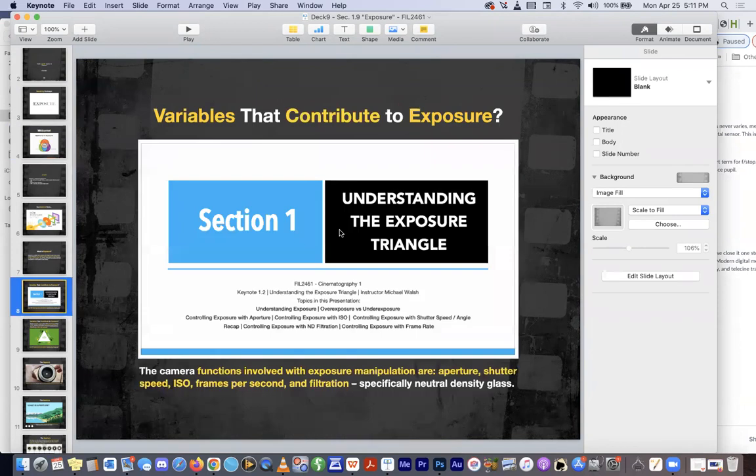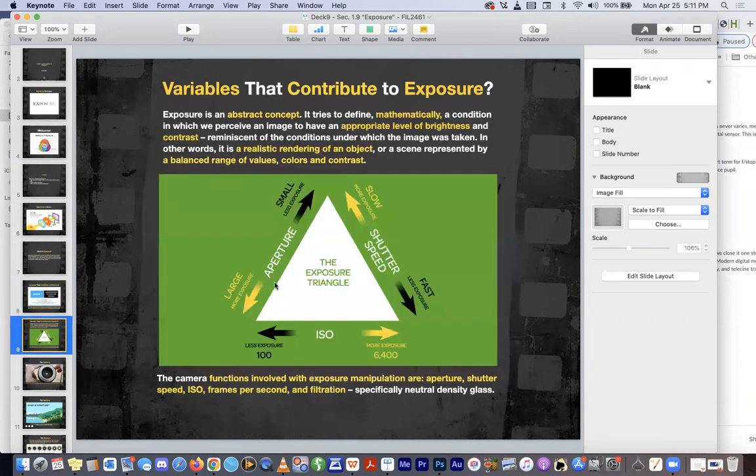So I gave you guys a PDF that you can download off of web courses called Understanding the Exposure Triangle. It talks about all the different aspects that I'm going to describe to you here. The exposure triangle has a series of variables that when you adjust them one way or the other, will have a discrete effect on the overall exposure of your image or the presentation of your image. Is it too bright? Is it too dark? And so forth. The aperture, the shutter speed, and the ISO.